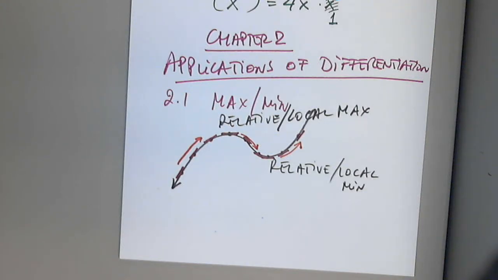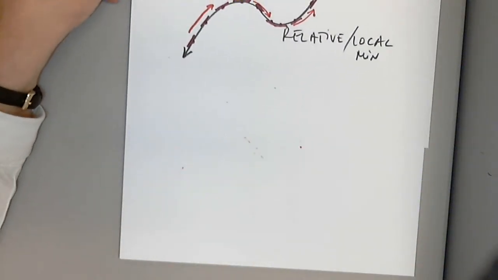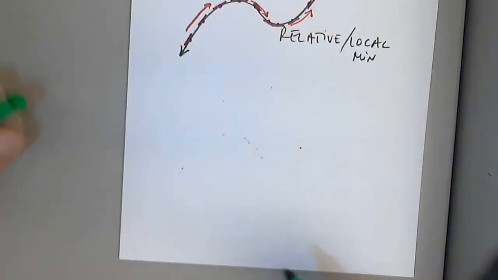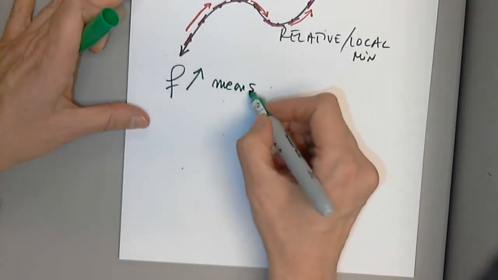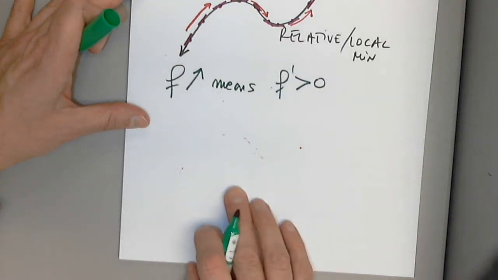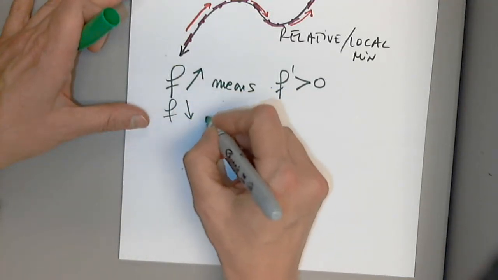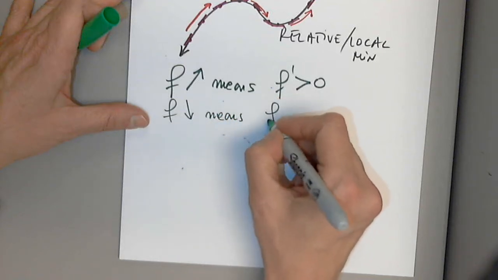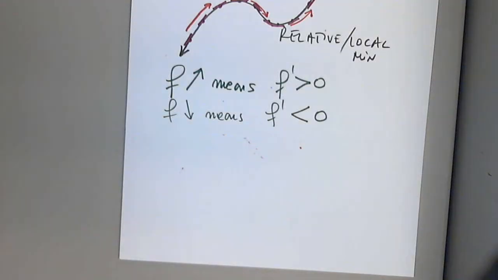Awesome. So I could write, and please agree or disagree, f increasing means f prime positive. f prime positive means f increasing. f decreasing means f prime negative. So for now we established that idea.